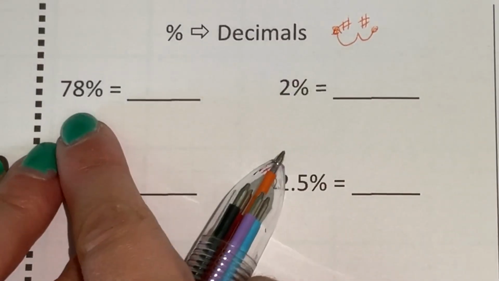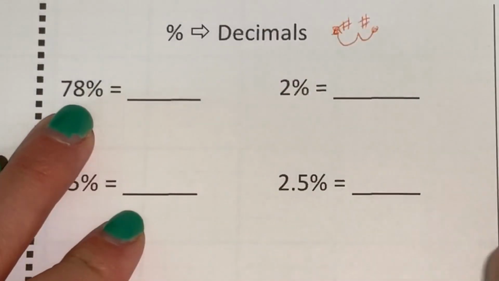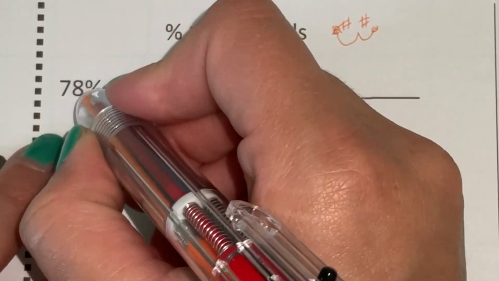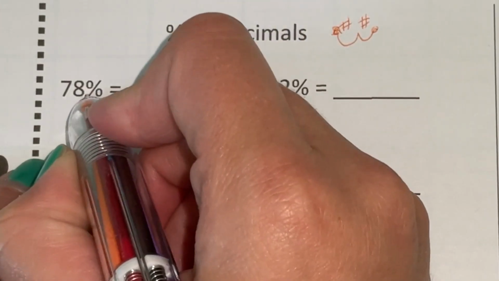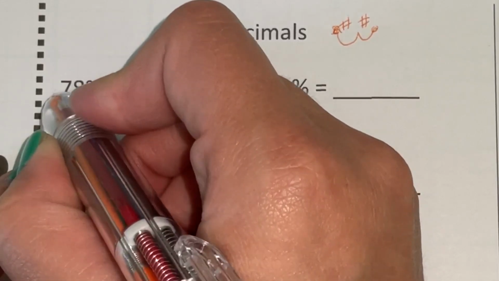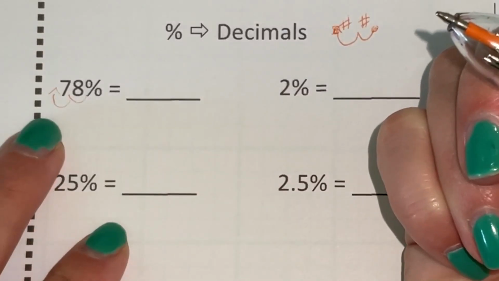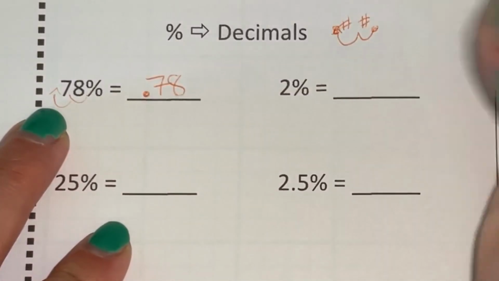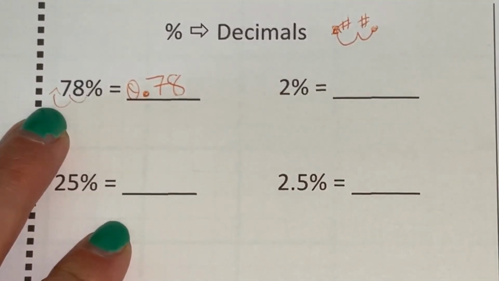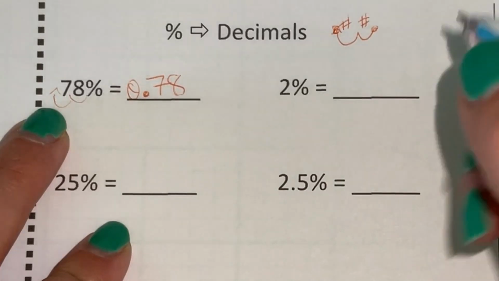If we have 78%, there's no decimal there, so we may assume that the decimal is at the very end. So I'm going to move it 2 over to the left. 1, 2. That's where my decimal is going to go, in front of that 7. So I will have 0.78. Let's do it again.